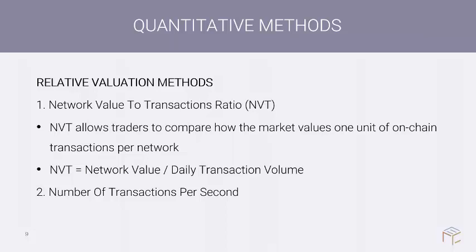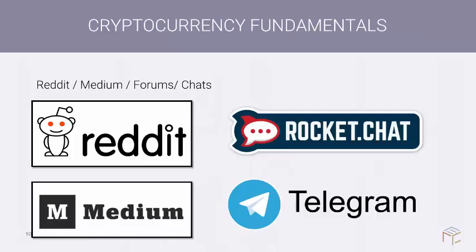Another relative valuation method for cryptocurrencies is the number of transactions per second. In theory, the higher the number of transactions on a network, the higher its likelihood of widespread adoption. A high transaction speed increases the likelihood of, or even capacity for, mass consumer adoption. Now, I would be remiss if I didn't mention the forums and various cryptocurrency communities online that can provide current information to be used in fundamental analysis.